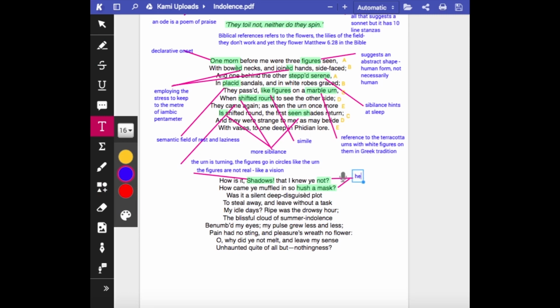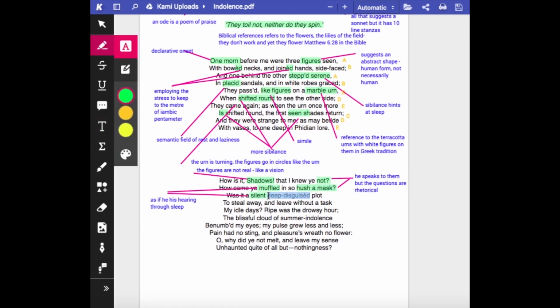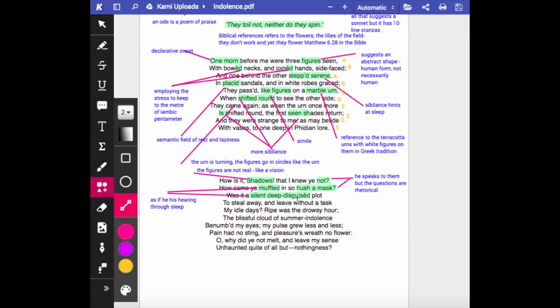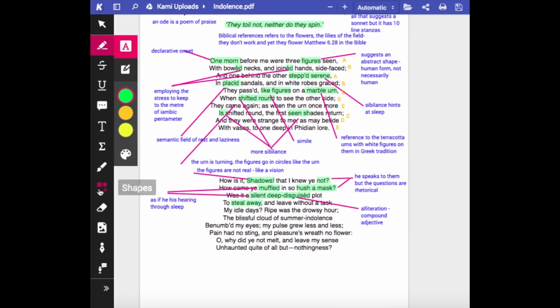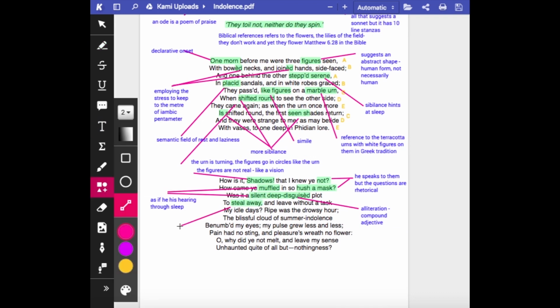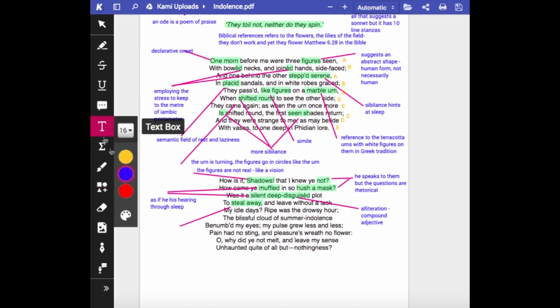And the idea of hushed mask and the use of the word muffled is a little like hearing through sleep. You can't hear very well when you're under the blankets or when you're half asleep. So there is that sense of tiredness and a language field that constantly hints at being slightly dozy and slightly muted in your response to life. He uses deep disguised alliteration and a compound adjective. He's very fond of compound adjectives throughout his poetry. And, of course, the use of the word silent also hints at that muffled sense.